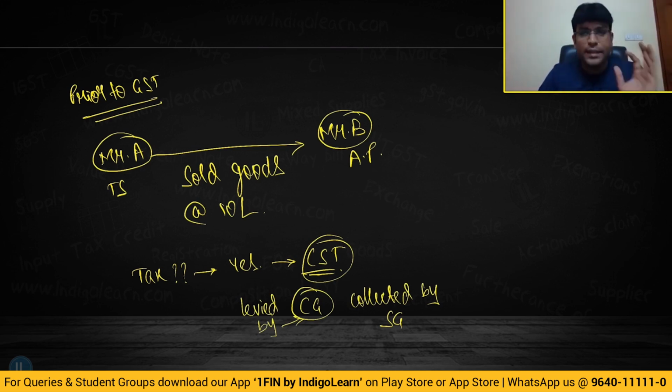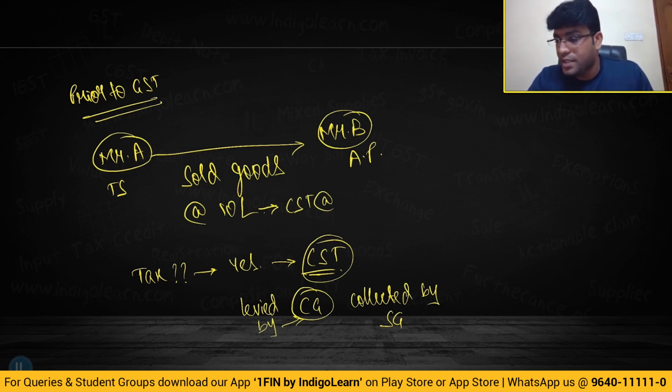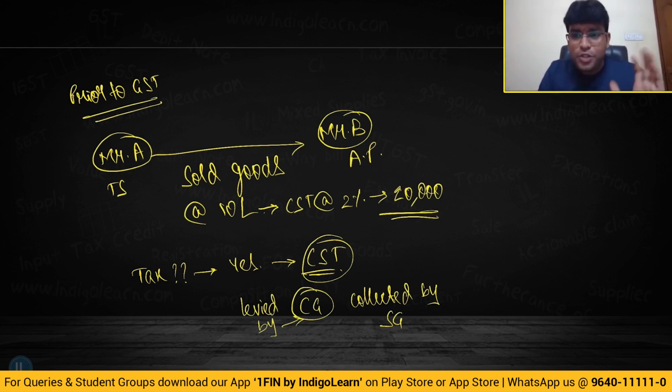So let's say, my dear friends, in this particular case, when goods are sold for 10 lakhs, CST will be charged, let's say, at the rate of 2%. 2% comes to 20,000. Now, my question to you is very clearly, this 20,000 is levied by whom? Definitely by central government. Collected by whom? State government.